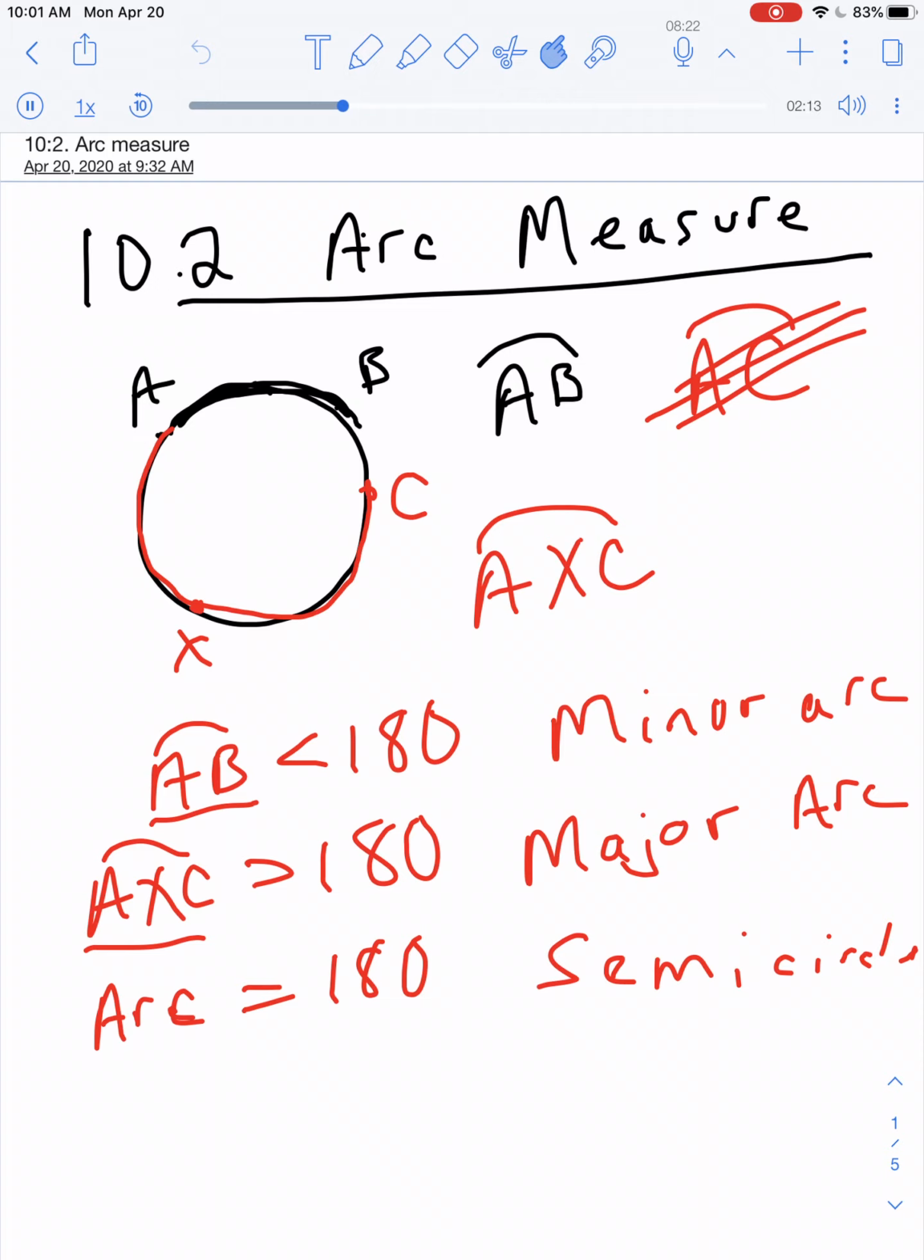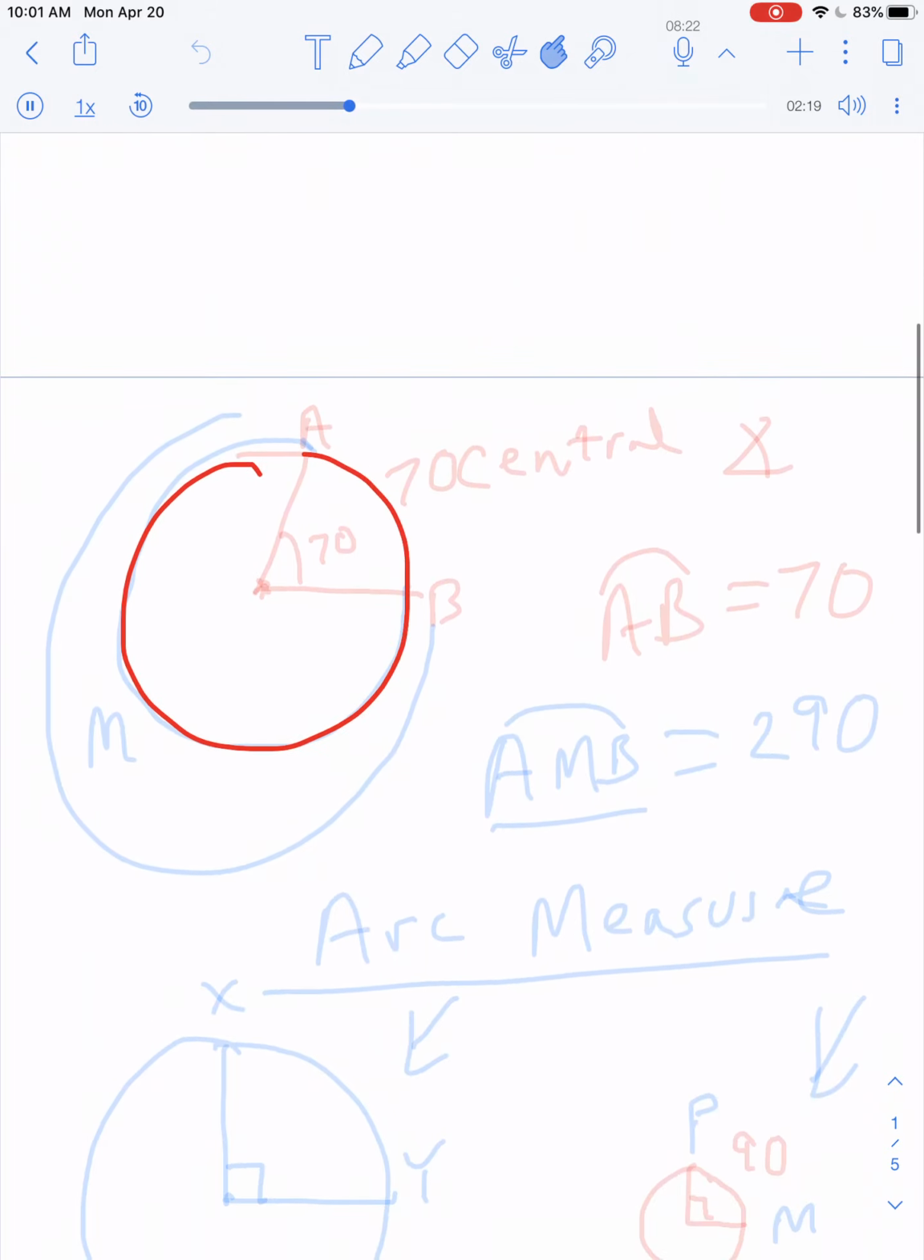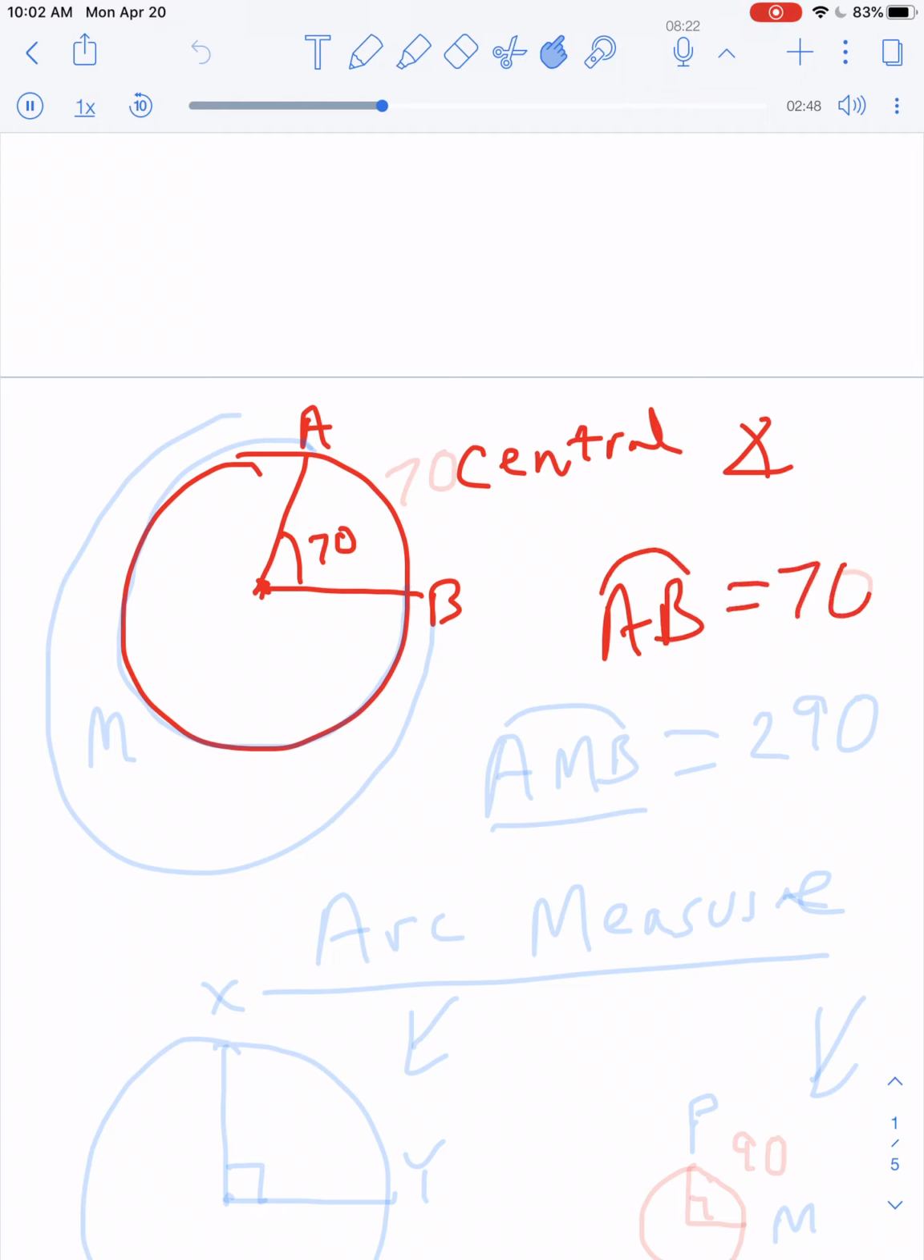Now, how do you know the measure of an arc? Well, start a new page here. When you have a circle, at the center here, this angle right there is called the central angle. It comes from the radius. So if the central angle was 70 degrees, then arc B is also 70 degrees. Every arc is the same as its central angle.